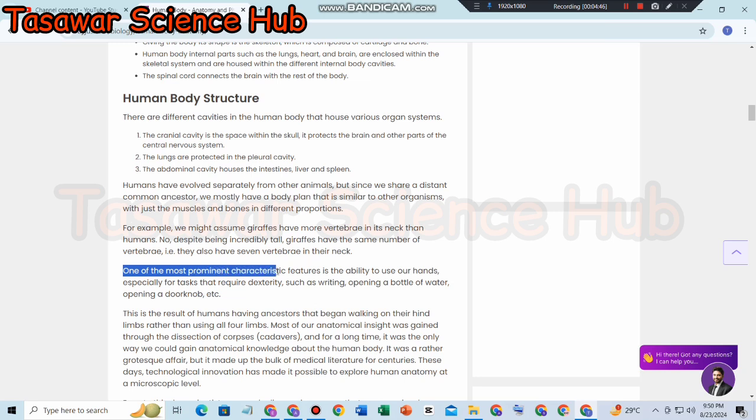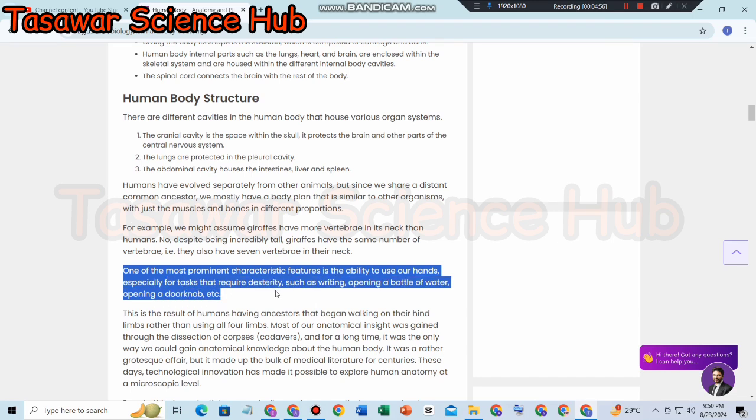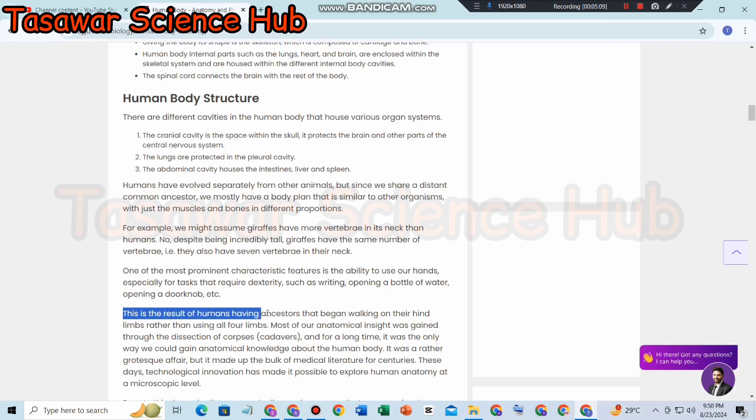One of the most prominent characteristic features is the ability to use our hands, especially for tasks that require dexterity, such as writing, opening a bottle of water, opening a doorknob, etc. So this is the result of humans having ancestors that began walking on their hind limbs rather than using all four limbs.